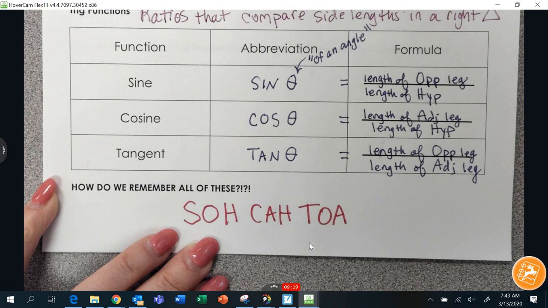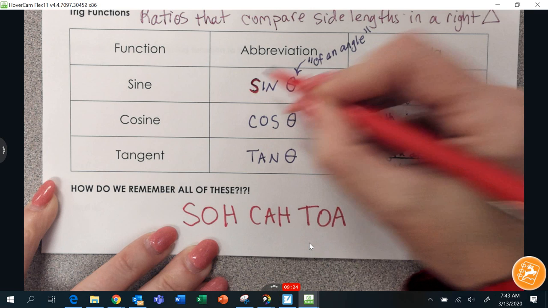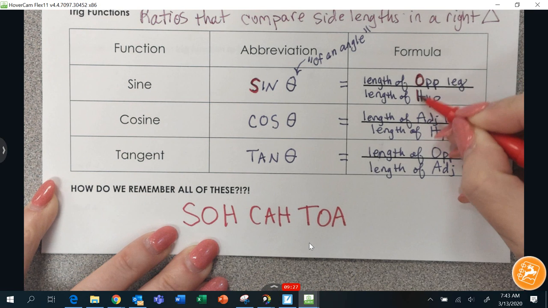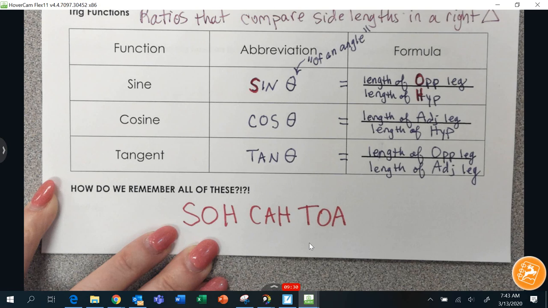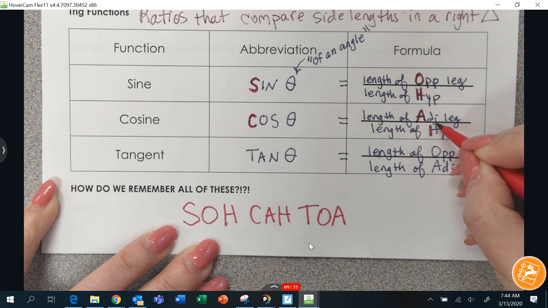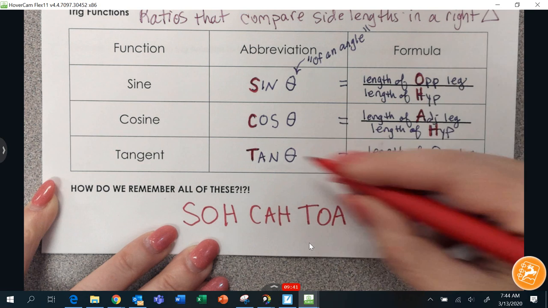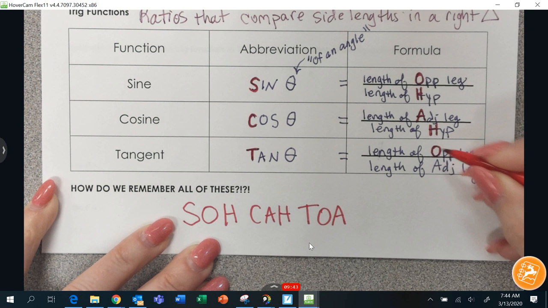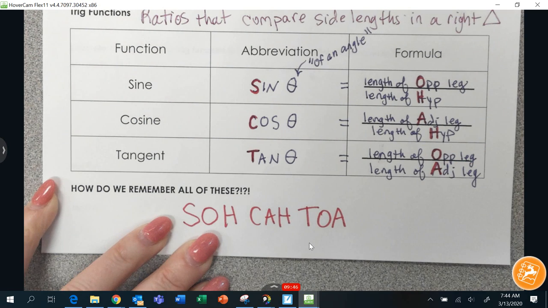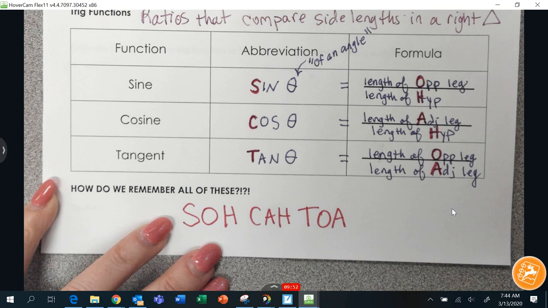So where did we get SOHCAHTOA from? SOHCAHTOA comes from sine, S, opposite over hypotenuse. There's SOH. Cosine, C, adjacent over hypotenuse. CAH. TOA is tangent, opposite over adjacent. SOHCAHTOA. That's how we remember all three of these trigonometric functions and their formulas.